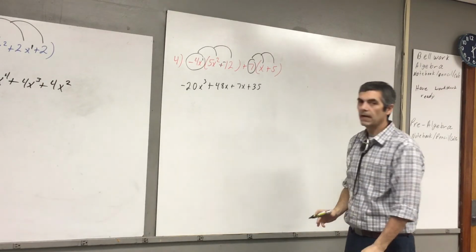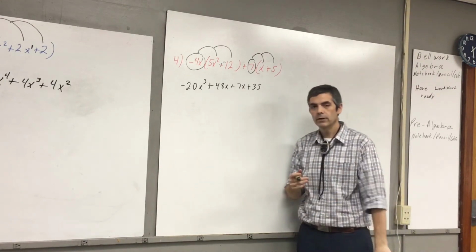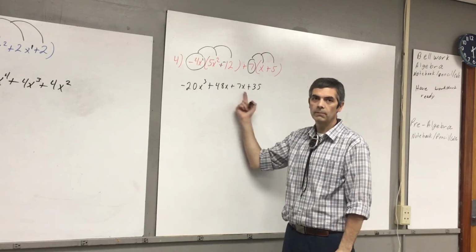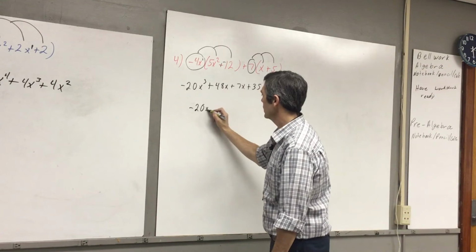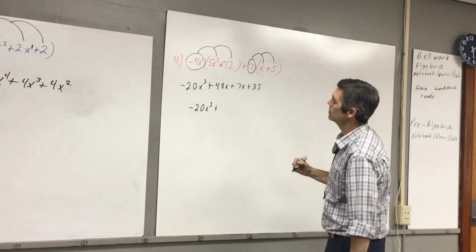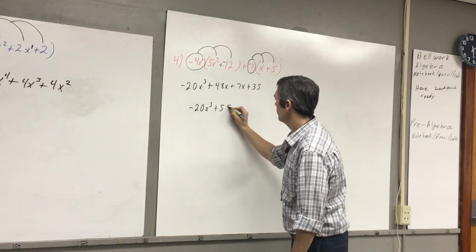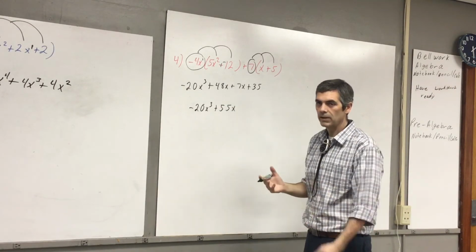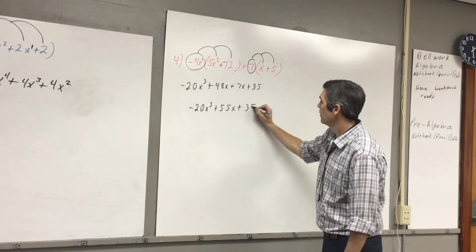35. Now, when you look at it, you go, oh, I'm done. No, you're not done. Look, you got like terms right here. You got to put them together. Okay? Negative 20x to the third plus 48x plus 7x is 55x. Just add them together. They're both positive. They're being added. Add them together. Plus 35.